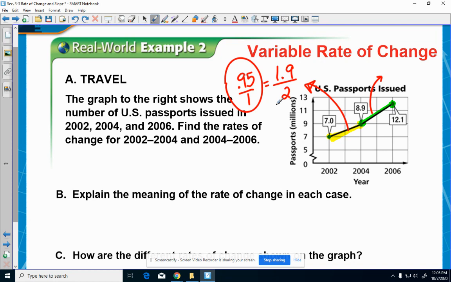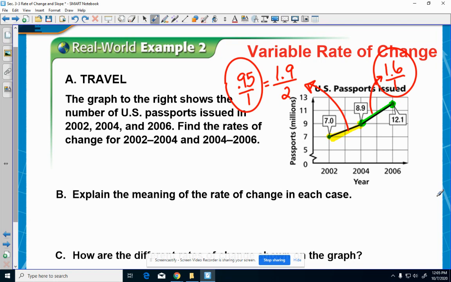So do you have it? What do you have? Okay, so 12.1 minus 8.9 originally gave you what? 3.2 over 2, which you reduced to 1.6 over 1. And what does that stand for? That stands for 1.6 million, all right, or 1,600,000.